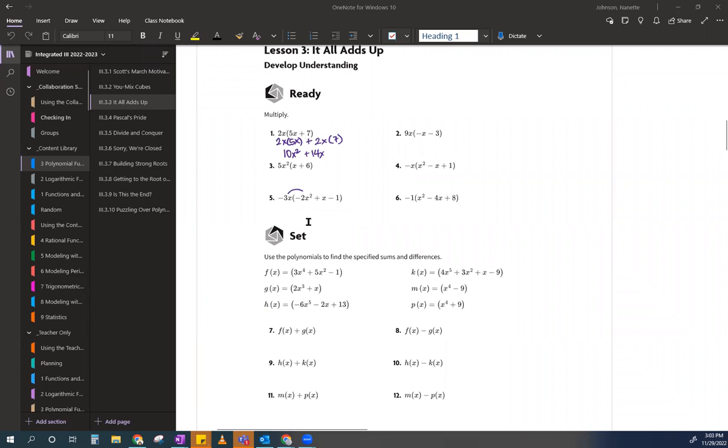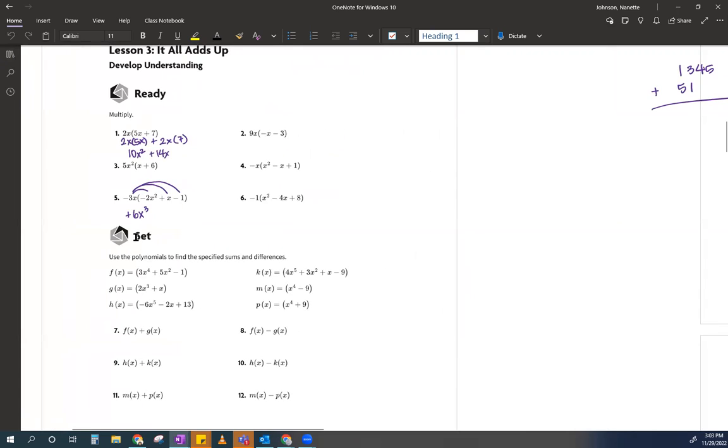Okay, so while that is happening, while my computer is catching up, I'm just going to ask you, so what's negative 3x times negative 2x squared? And you're like, okay, so positive 6x cubed. Exactly. So my computer is not cooperating with me. There it goes. Okay, so 6x cubed, and negative 3x times positive x, well, that's just negative 3x squared. And then last but not least, negative 3x times negative 1 is positive 3x.